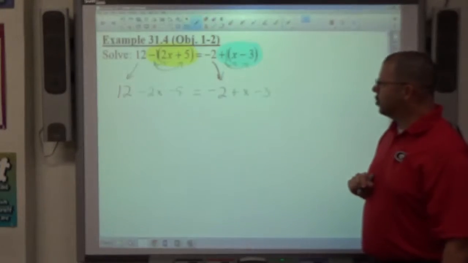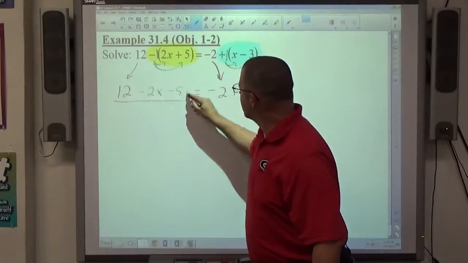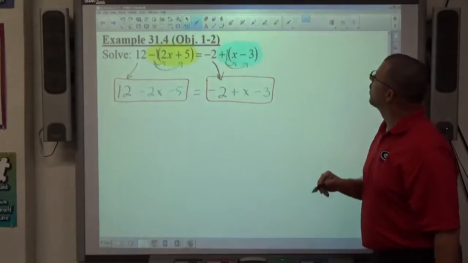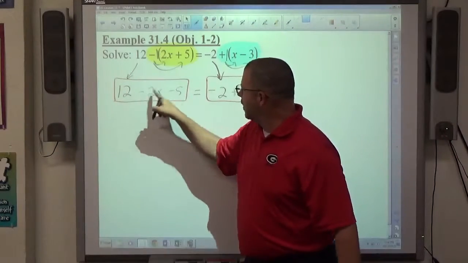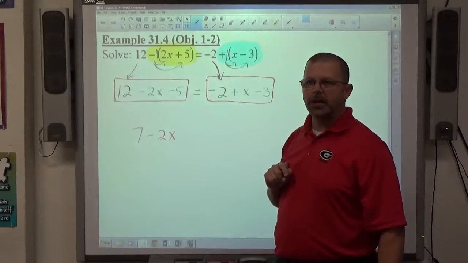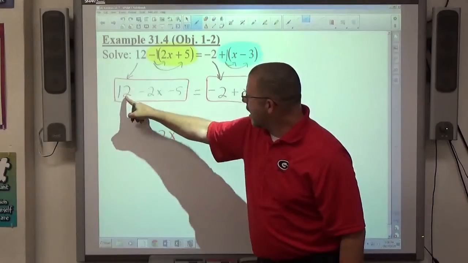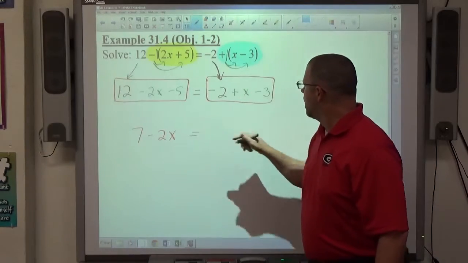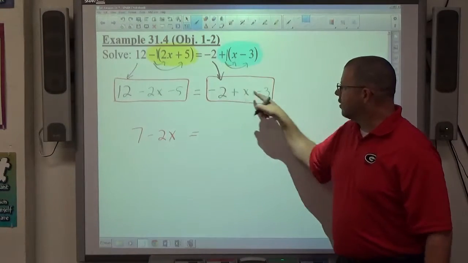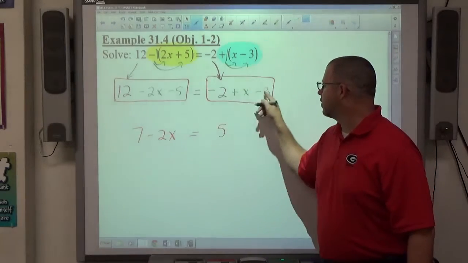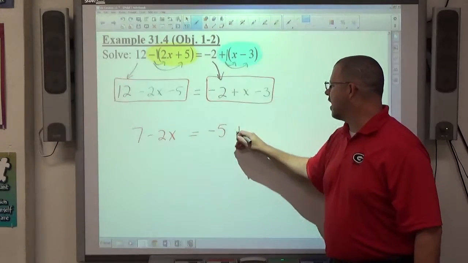Moving on to step 2. I've got my left-hand side here equals my right-hand side here. Looking for like terms on the left-hand side, 12 and negative 5 make positive 7. Minus 2x, there are no like terms with the x. This is positive, this is negative, so I subtract. 12 is bigger, so it's positive. On this side, 2 and 3 are like terms, right? Minus 2 and minus 3 have the same sign, so I add them together. 3 is bigger, so it's negative. Plus x has no like terms.